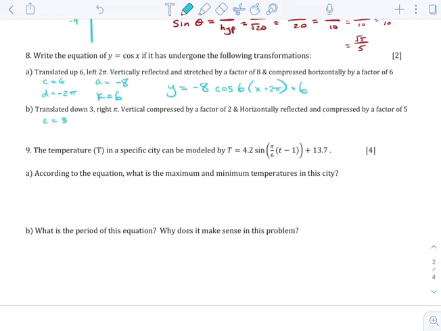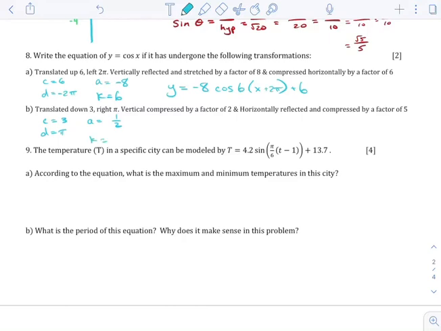Second one, same idea. Translated down, so c is equal to 3. Translated to the right, so I know that d is equal to pi. Vertical compression by a factor of 2, so that means a's got to be 1 over 2, because when we're compressed, a is less than 1. So we're dividing by 2.